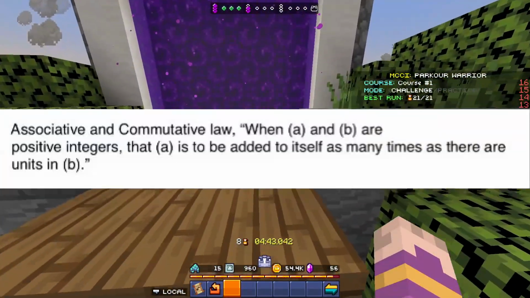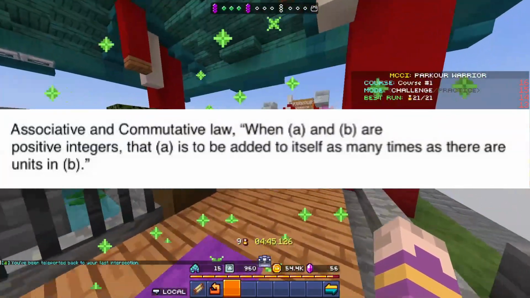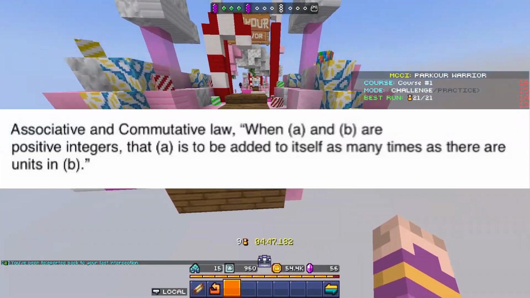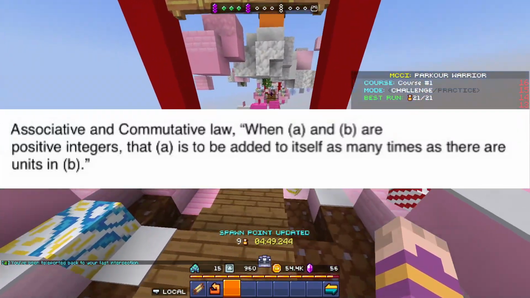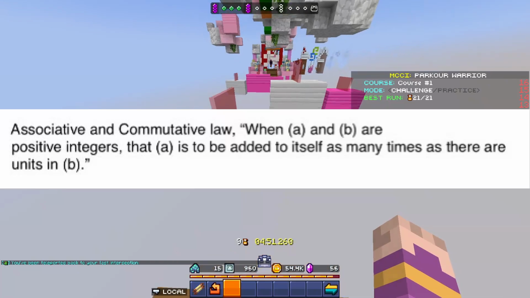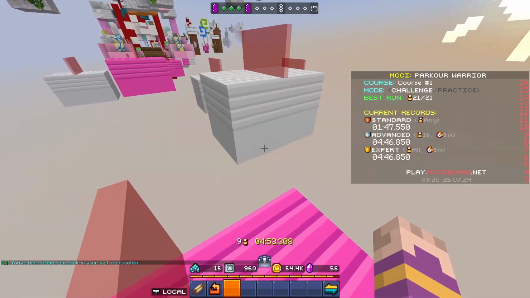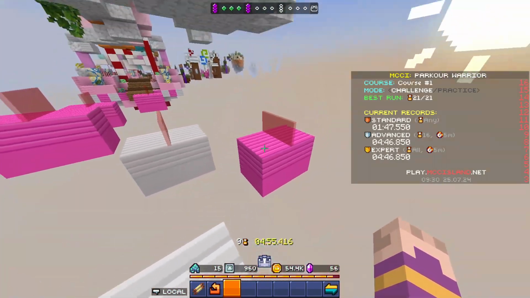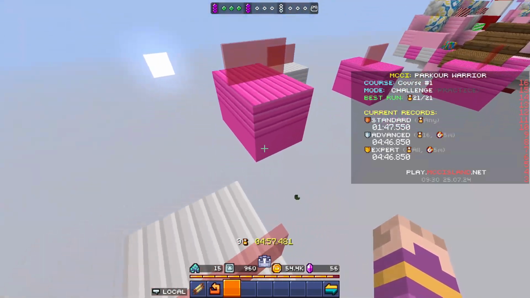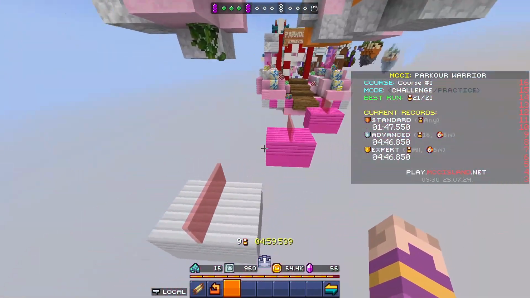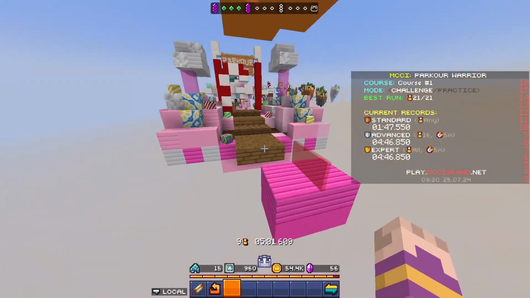So in the paper it says when a and b are positive integers, that a is to be added to itself as many times as there are units in b. Associative and commutative law. That's not what the associative and commutative law is, buddy. You made this up. That's not a thing.